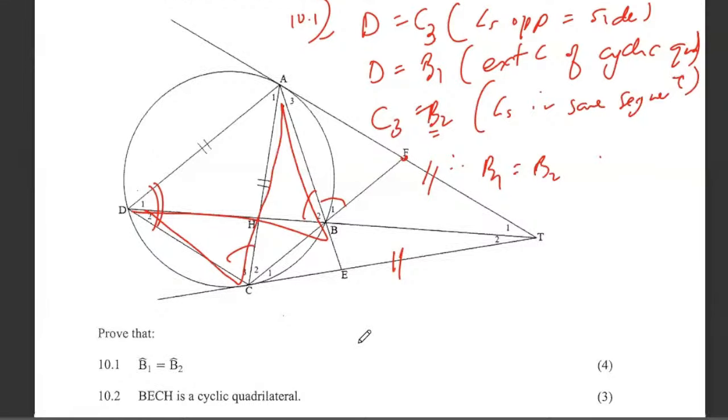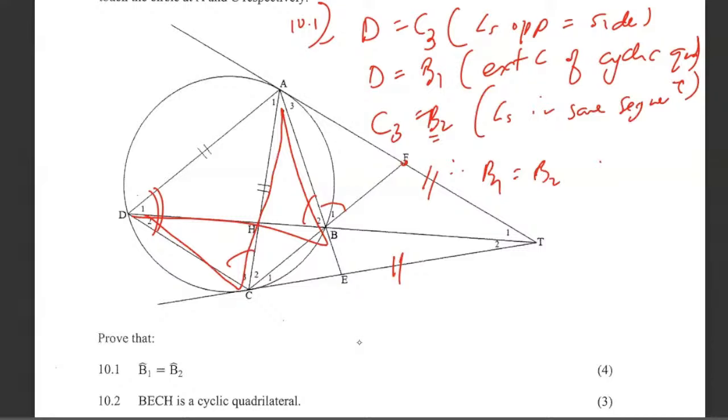All right, then 10.2, can we prove that BCEH is a cyclic quad? So it's saying B, C, E, and H. What we can identify, we can also use the exterior angle of the B2. So what I'm going to do is I'll say C1 and C2 should be equivalent to D. The reason for that is going to be the tan chord.